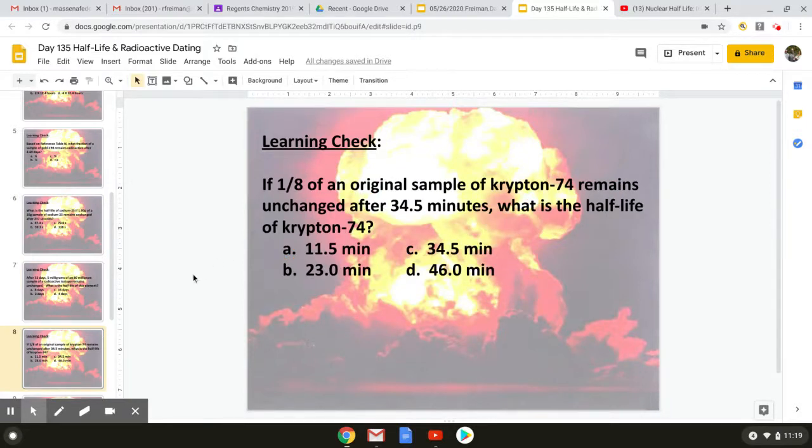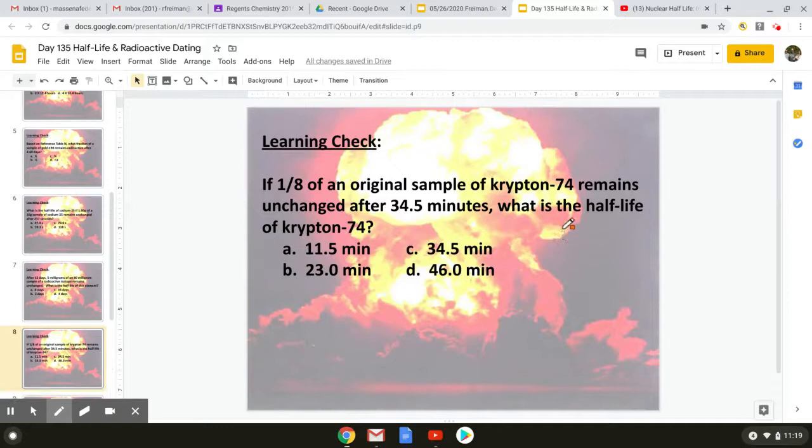If 1/8 of an original sample of krypton-74, watch out Superman, remains unchanged after 34.5 minutes, what is the half-life of krypton-74? This one's just a little different because it's using fractions. Try to test your knowledge of fractions now. Press pause, solve this one, and let's see what you can do. All right, you're back.